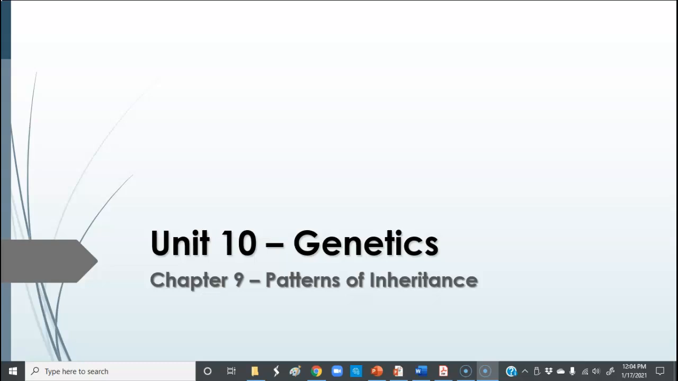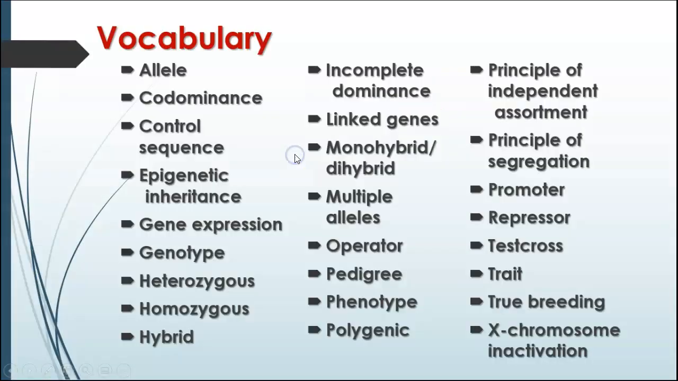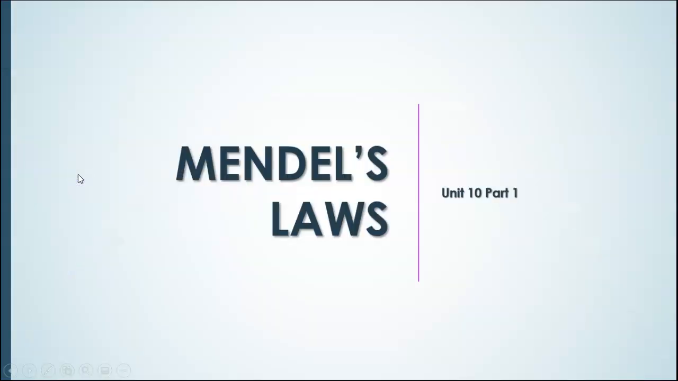Most of the information in this unit is contained in Chapter 9 in your book, which is titled Patterns of Inheritance. There is going to be a fair amount of vocabulary, as usual. Some of these terms you may already be familiar with, others you may not be. This is just an overall list, and we'll talk about terms as we get to them in the notes. Part 1 is about Mendel's laws.